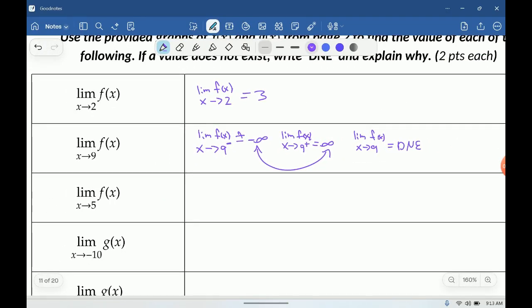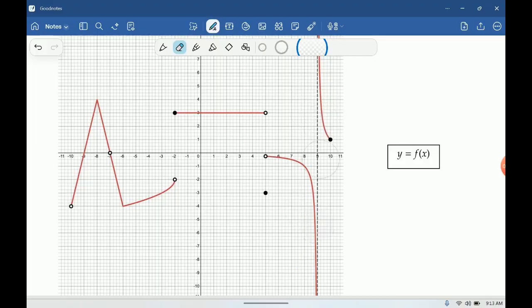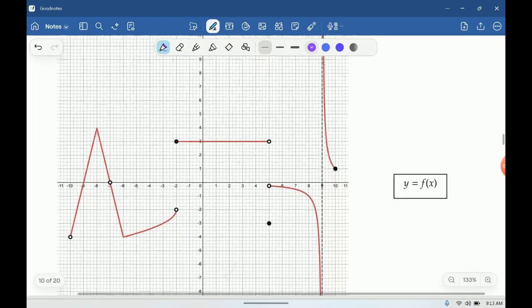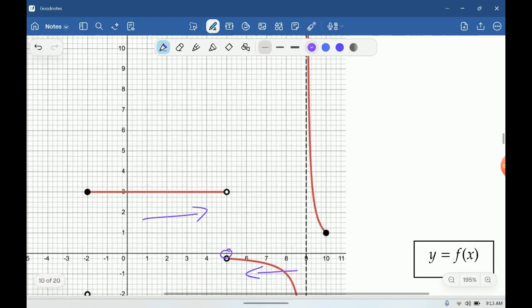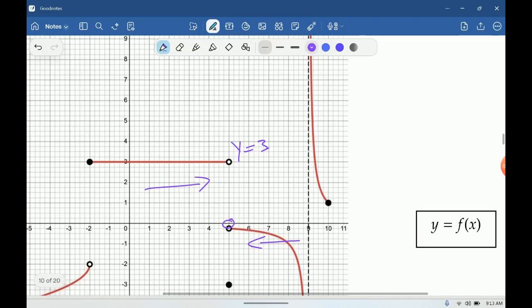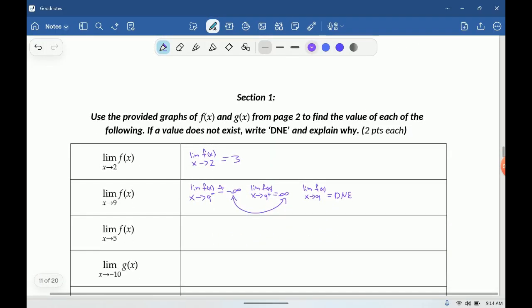Our next problem asks us to find the limit of f of x as x approaches 5. We're going to go back up to our graph, and we're going to find where 5 is, which is going to be right over here. Now we can see we have two limits again approaching it, one from the left and one from the right. Our limit from the left meets x equals 5 at y equals 3, and our limit from the right meets x equals 5 at y equals negative 0.25. We're going to go back down here, and we're going to write it.